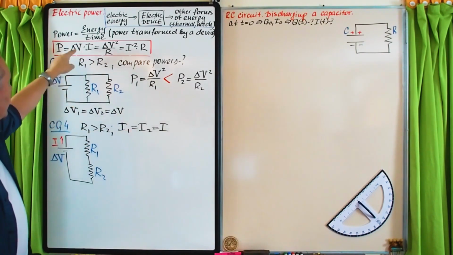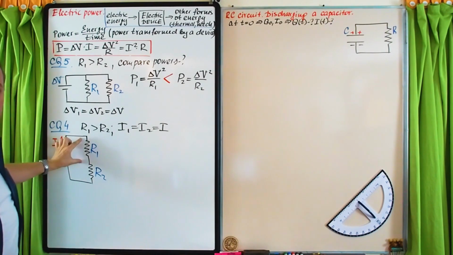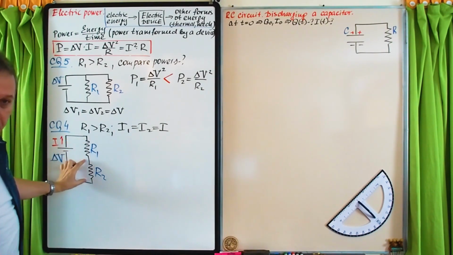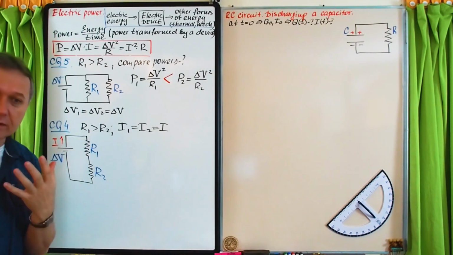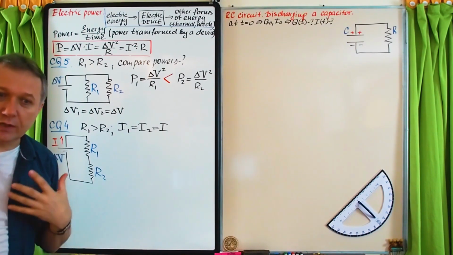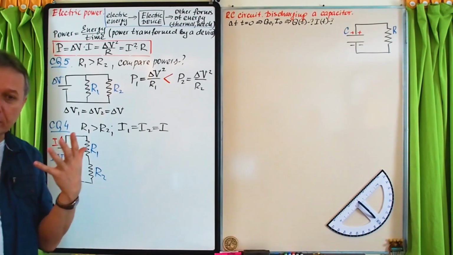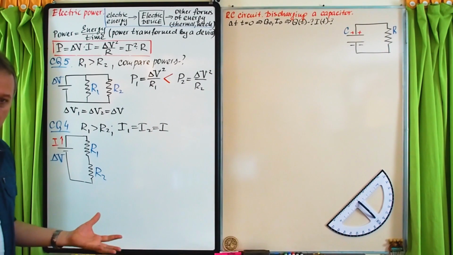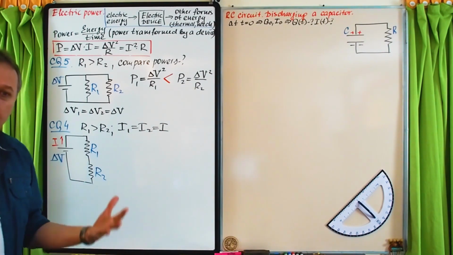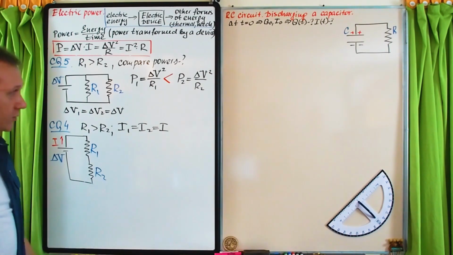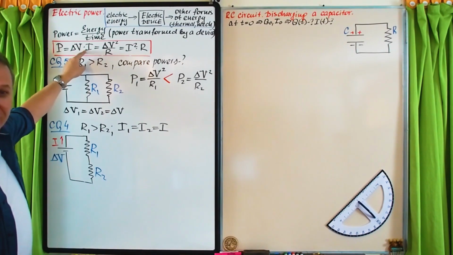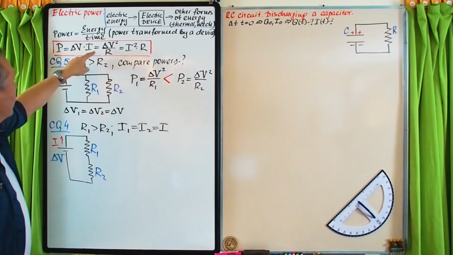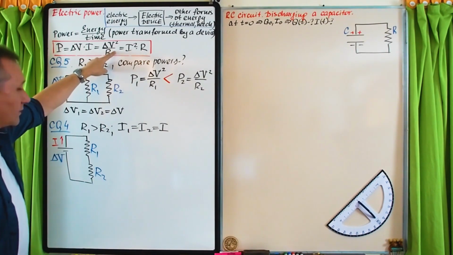Cool. Delta V, of course, will be different: delta V1, delta V2, right? Again, we don't have immediately information about delta V's. Of course you can get it, but you will have to make an additional step using Ohm's law. Why would we want to make an additional step? So, it's not the best. Again, it's not wrong, but it's not the best. Then this, delta V squared over R, the same problem.